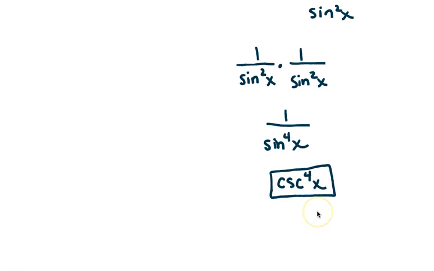Okay. Again, we want to convert everything to sine and cosine, try to cancel out as much as we can, and then when we get it down to a form like this, we say, okay, what is that equivalent to? How could I write that the simplest way? And that would be cosecant to the 4th x.